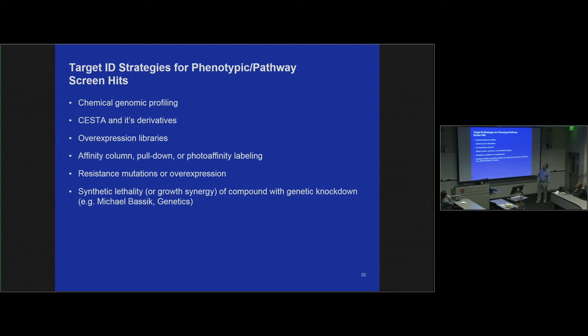And then finally, there's this technology developed by, among others, Mike Bassik, who's here in genetics, that uses different versions, either shRNA or CRISPR-Cas9, to knock out genes and look for synthetic lethality. And you can get growth synergy, although I think it's worked best for synthetic lethality. And there's at least one Spark project that managed to identify the target of its compound very well that way.